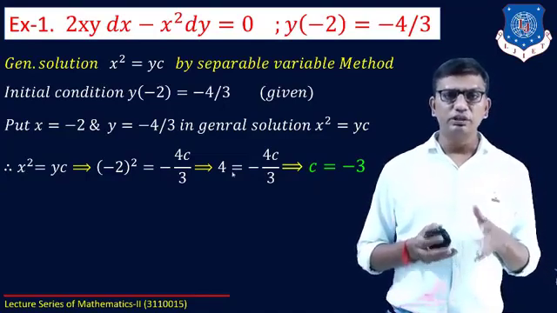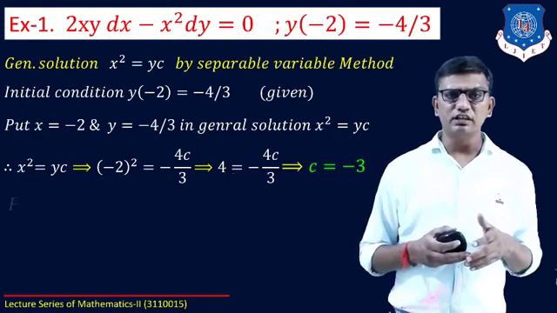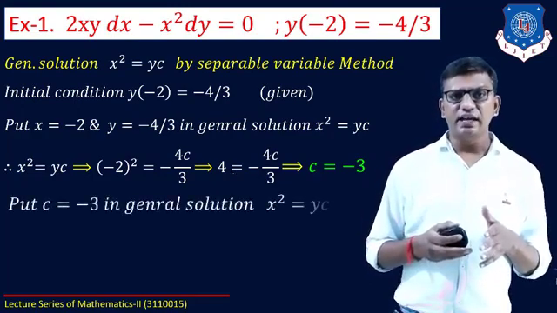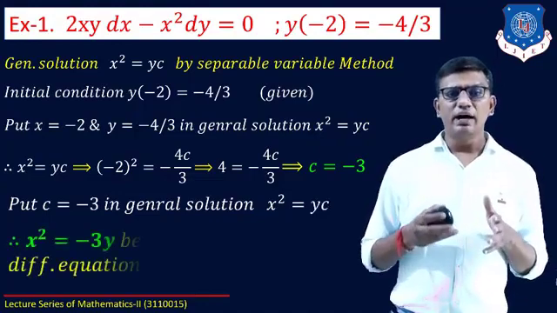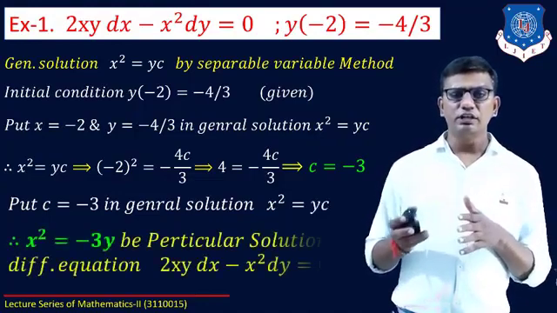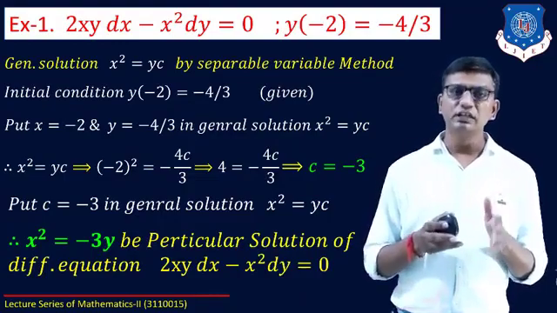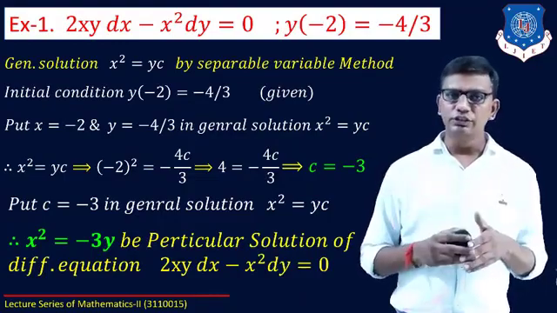Now we will put c = -3 in our general solution, then we get x^2 = -3y as a particular solution of our differential equation. Now we will see the geometrical meaning of this solution.